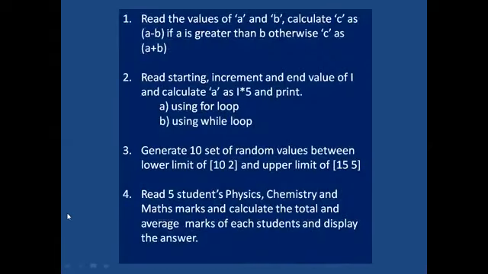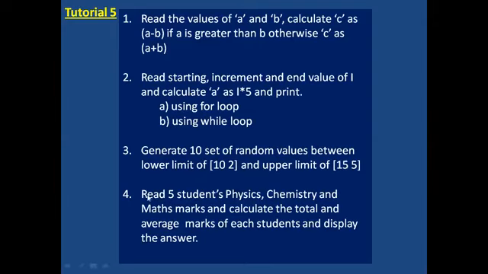And these are the small exercises we'll work out. We want to read the values of A and B and calculate C based on a condition. If A is greater than B, you have to calculate C as A minus B. Otherwise, you have to calculate C as A plus B. The second exercise, you have to read starting, increment and end value of I, and you have to calculate A value by multiplying by 5 and display the answer. You have to solve this exercise using both a for loop and a while loop.